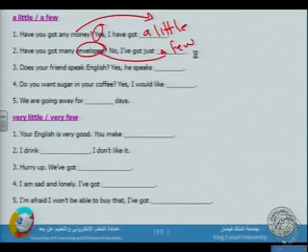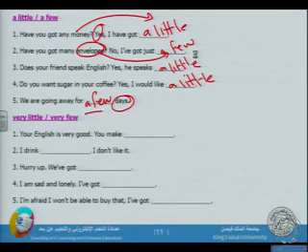Okay, envelopes here countable. Does your friend speak English? Yes, he speaks a little. Do you want sugar in your coffee? Yes, I would like a few or a little. A little. We are going away for days. شو لازم نحكي؟ A few days لأنه days هي countable. Sugar هي uncountable. English uncountable.